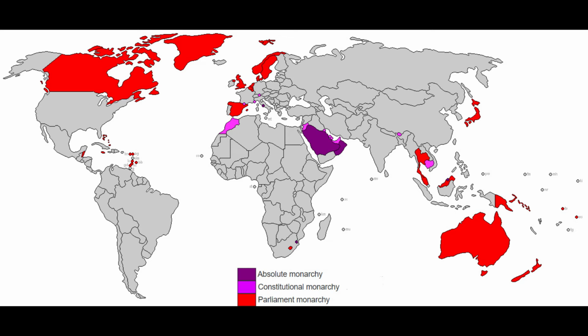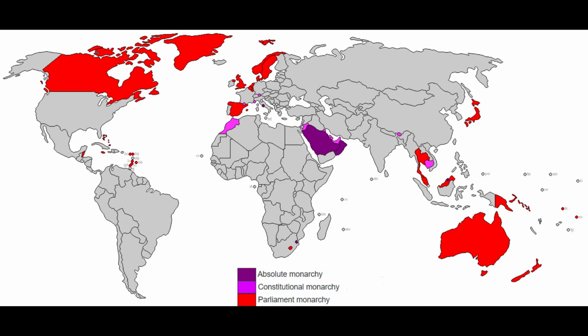Currently, there are only 4 absolute monarchies which still exist in the world. They are Brunei, Oman, Qatar, and Saudi Arabia. All of them are Muslim states. Brunei is near Malaysia. It's in Southeast Asia. Oman, Qatar, and Saudi Arabia are all in the Middle East. And they're all relatively small, except for Saudi Arabia.